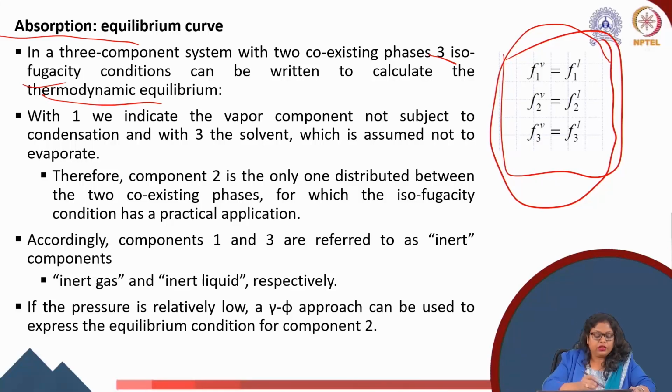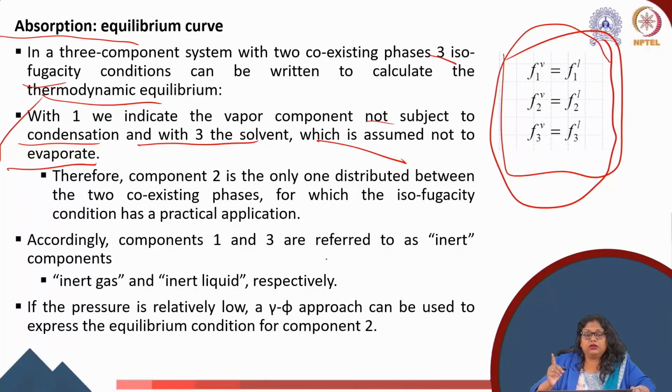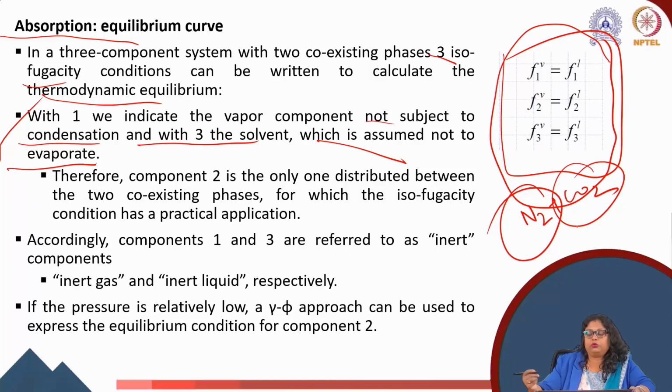coexisting phases. With 1 we indicate the vapor component not subject to condensation, and with 3 the solvent which is assumed not to evaporate. So take that with the example. With 1 we indicate the vapor component not subject to condensation. So we have N2 plus CO2. N2 is the 1, and CO2 is what we want to get separated. Then the 3 is the amine we can take, or any other solvent which we are taking.